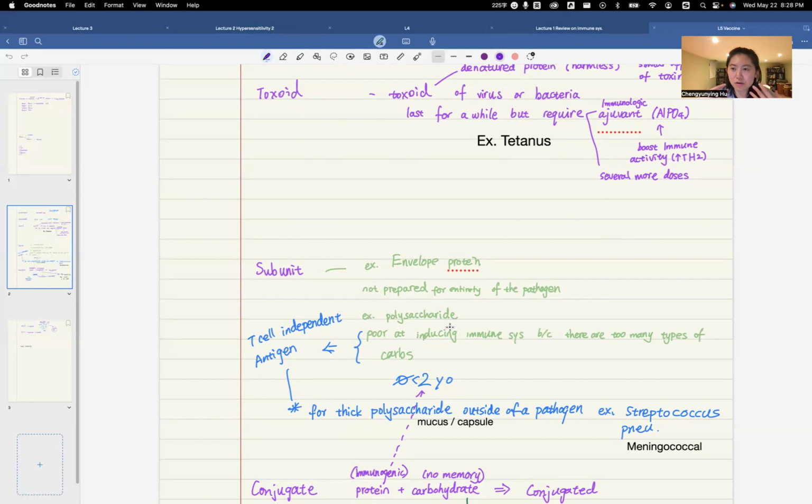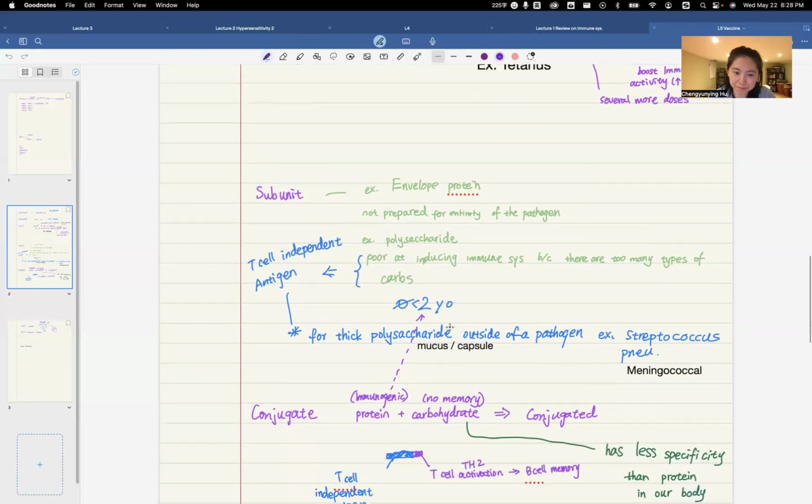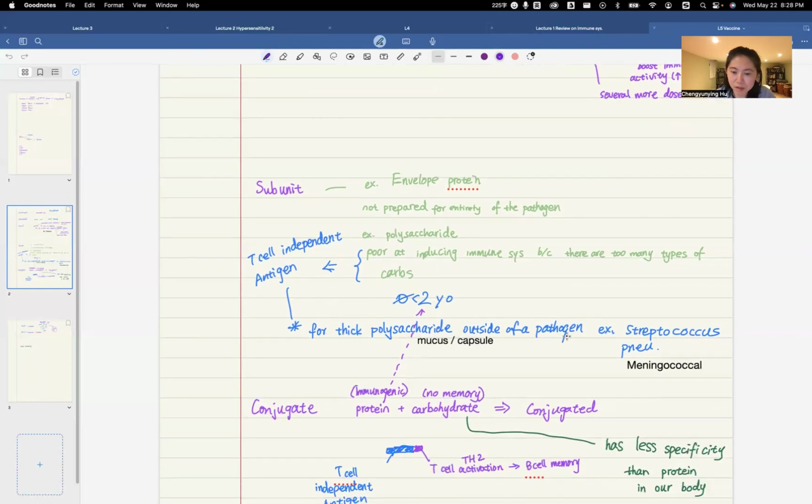It's because some bacteria has a thick layer, remember, or a virus maybe has a layer of a carbohydrate outside of their body, outside of the cell. So because it's a most outer layer, we have to detect the carbohydrate first in order for the white blood cell to come and induce immune response. Here, an example of a thick polysaccharide will be Streptococcus pneumonia.